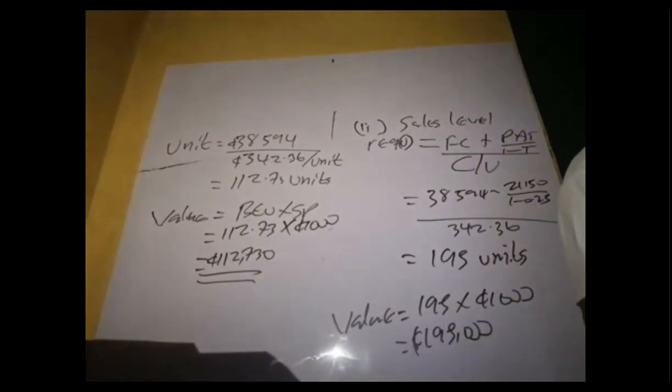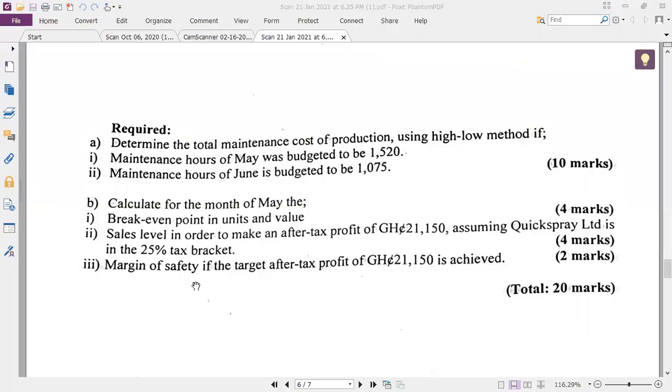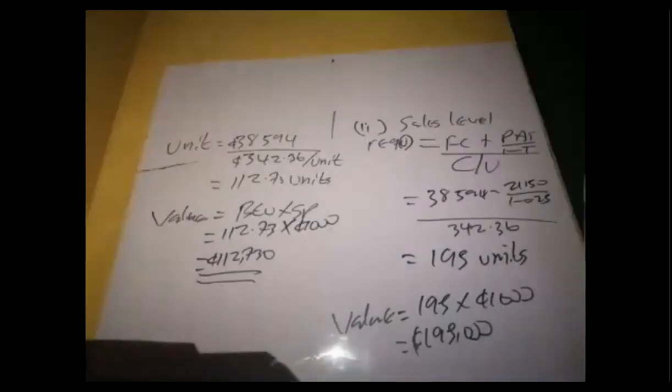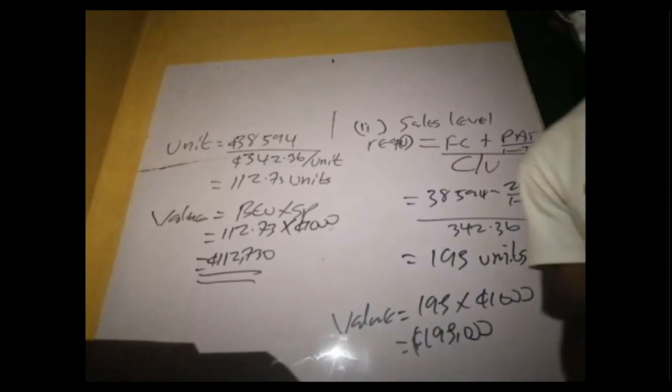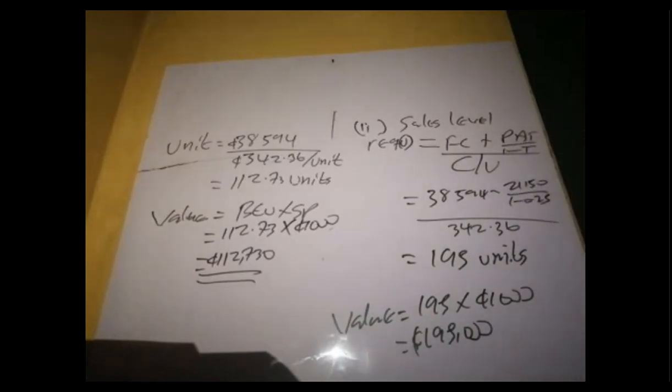The last question on the list. Let's say bye-bye. Is a margin of safety if the target after-tax profit of 21,150 is achieved? What is the margin of safety? So margin of safety if this profit is achieved. Now here too, they mentioned margin of safety. They didn't inform us whether in terms of units, in terms of value, or as a percentage. So what do you do? Do all the three. Select the one which applies.